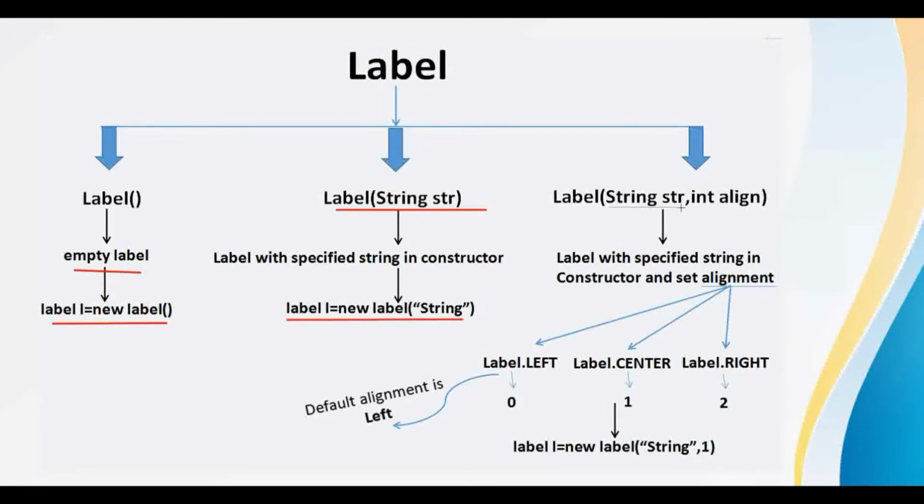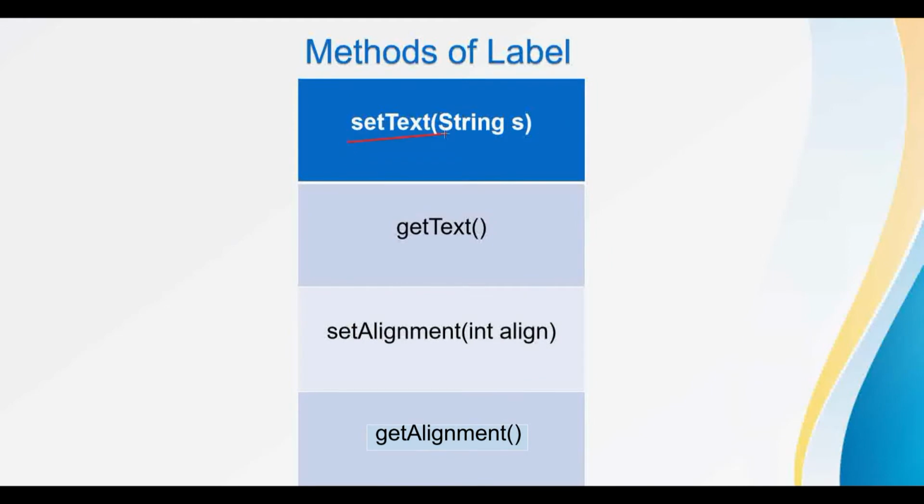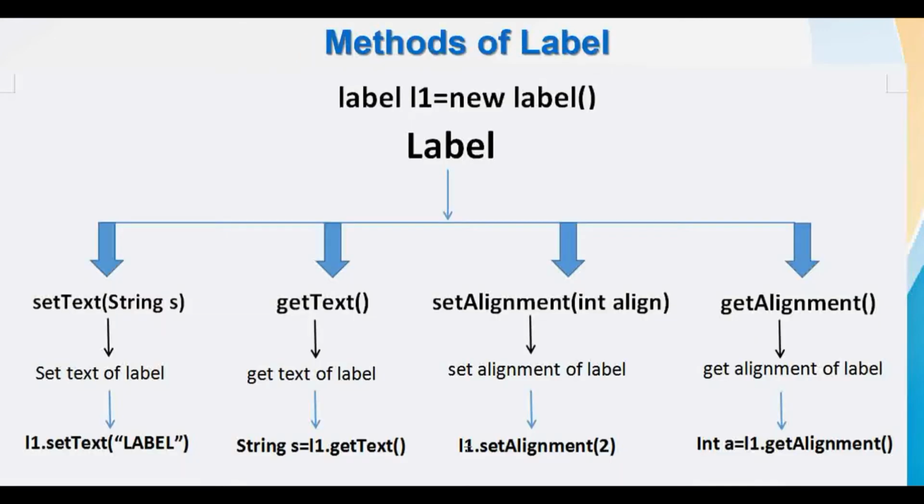In the third constructor, there are two parameters, a string and an integer respectively. The first parameter specifies the text and the second parameter is an integer static constant, which is the alignment of the label text. In AWT, three constants are allowed for alignment. These are left, center and right, and the given integer values are 0, 1, 2 respectively. The default alignment of a label is left, and this is an example of the third constructor. Let's see the methods of label, which are setText, getText, setAlignment, getAlignment. We will see each method in depth.